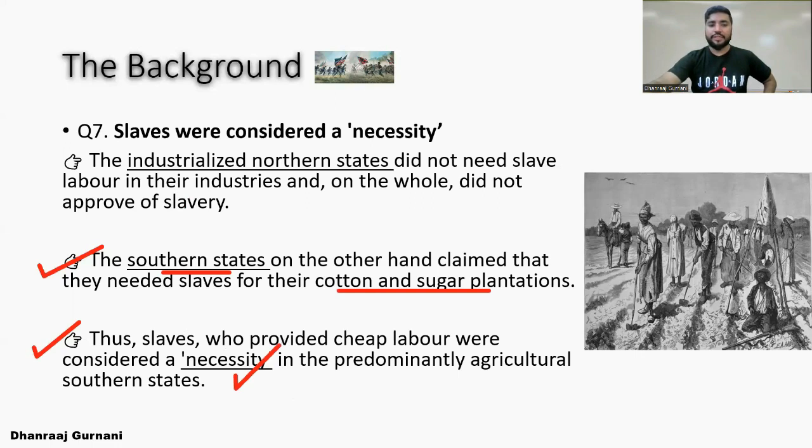What were the three main points we studied here? Number one, the industrialized northern states say no. Southern states, for their sugar and cotton plantations, said yes to slavery. As a result, the southern states said it is a necessity to have slaves in their predominantly agricultural economy, that is, on their sugar and cotton plantations.